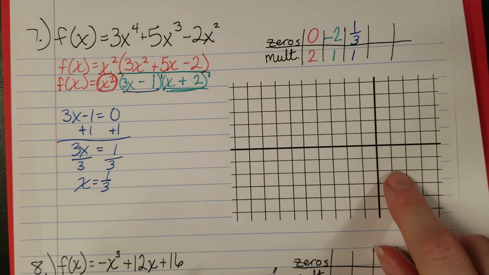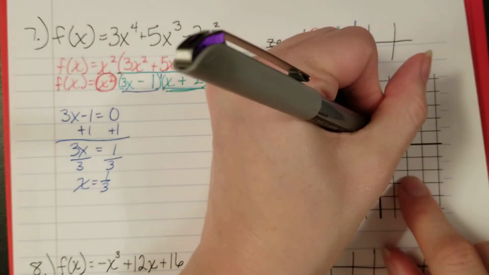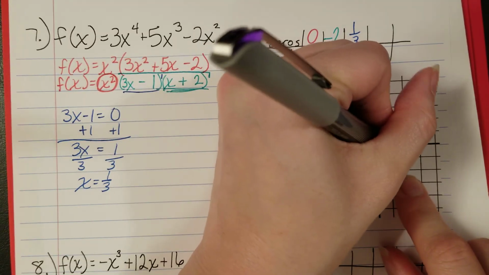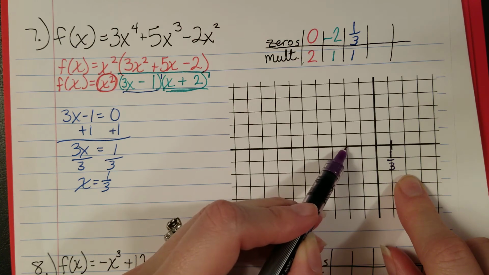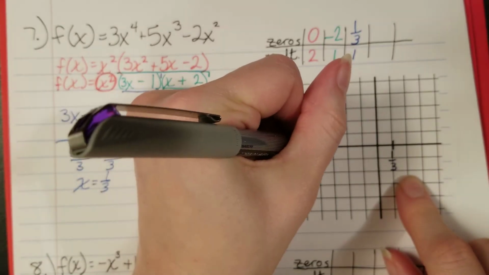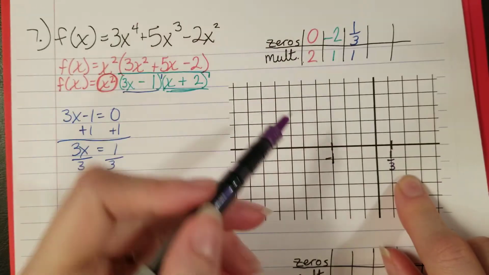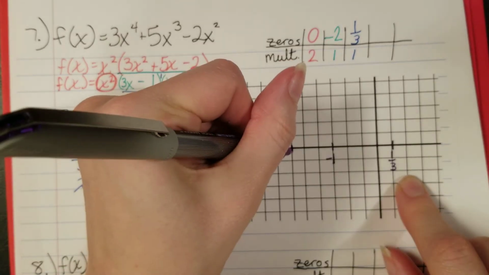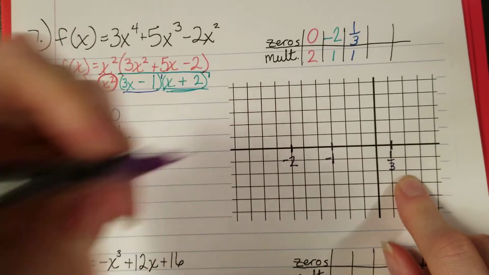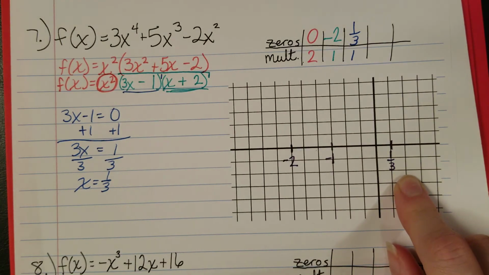Okay, so if I say that this is 1/3, this would be negative 1/3, negative 2/3. This would be negative 1 right here. And this would be negative 2 right here. Okay, that's nice. That way I'm spread out a little bit. All right, now let's see here.